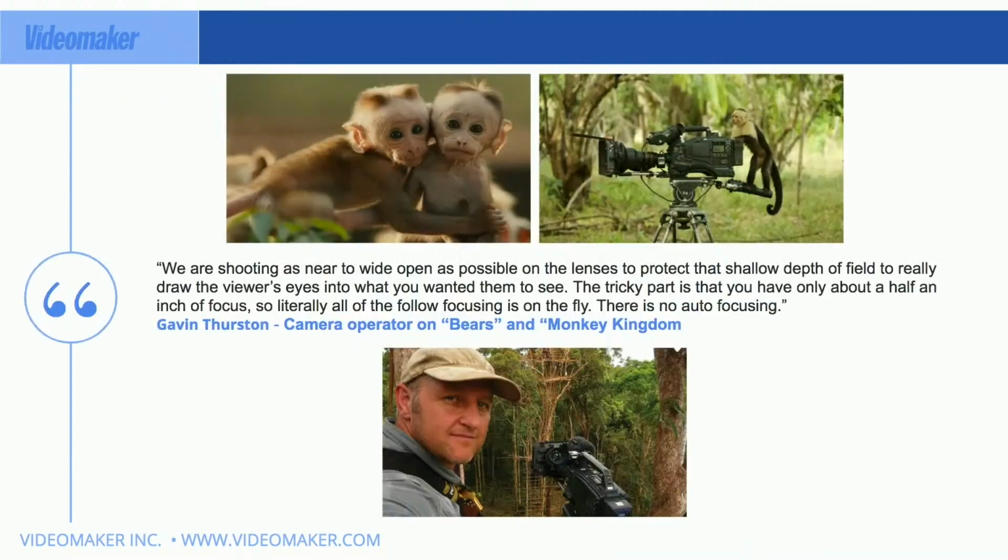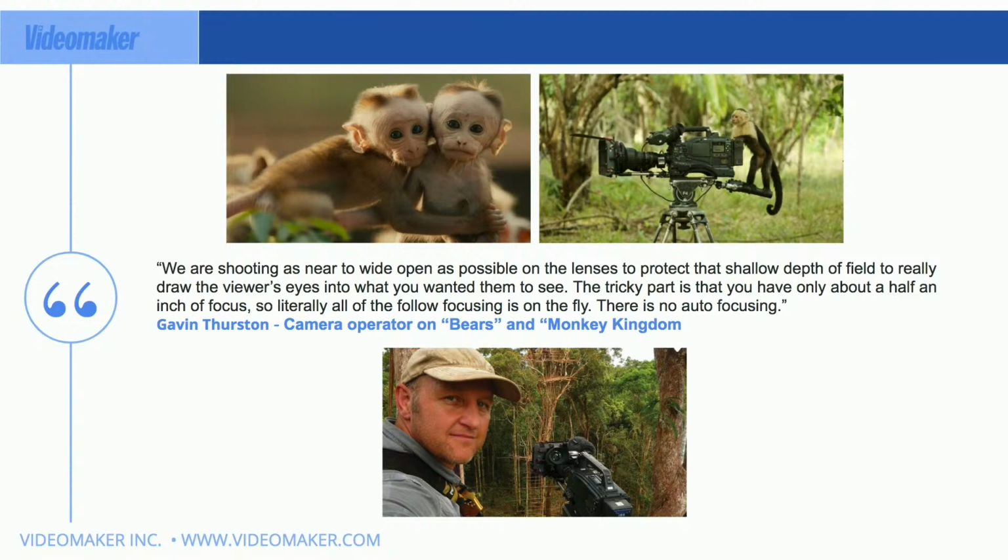So here's a quote from Gavin Thurston, the operator on Bears and Monkey Kingdom. This is shooting a documentary of wild animals, right? So we were shooting as near to wide open, meaning the lowest F number they have as possible on these lenses to protect the shallow depth of field, to really draw the viewer's eyes into what you wanted them to see. The tricky part was that you're only about half an inch of focus. So literally all the follow focusing is on the fly.